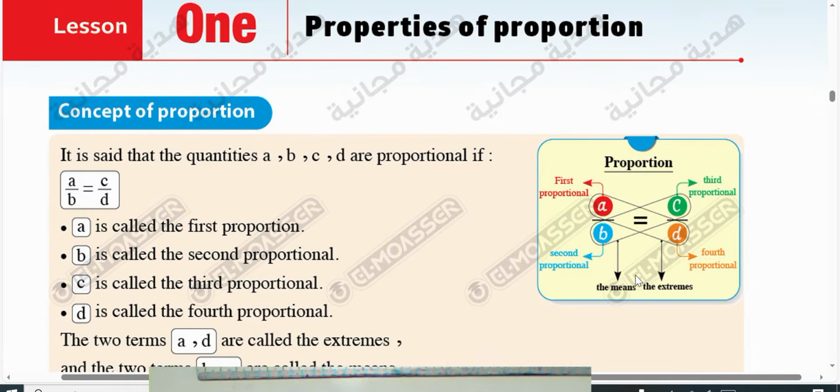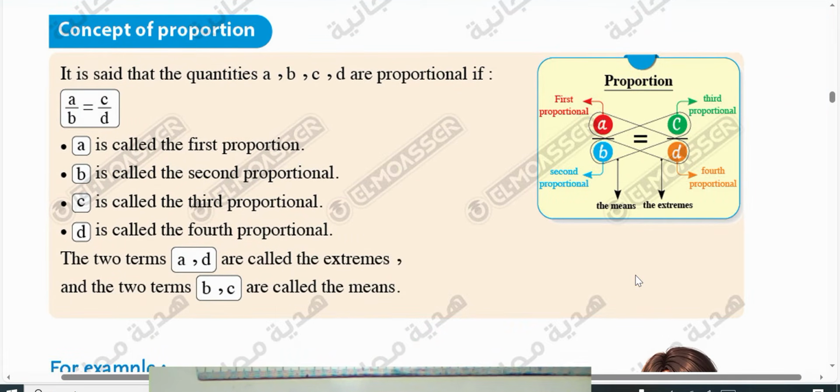First, here a over b equals c over d, the product of extremes equals the product of means. Like a times d equals b times c. a and d are called the extremes, and the means are b and c. Then the product of extremes equals the product of means.